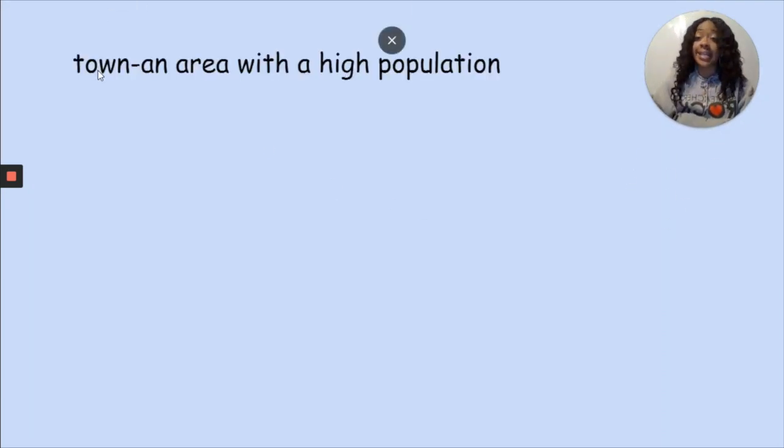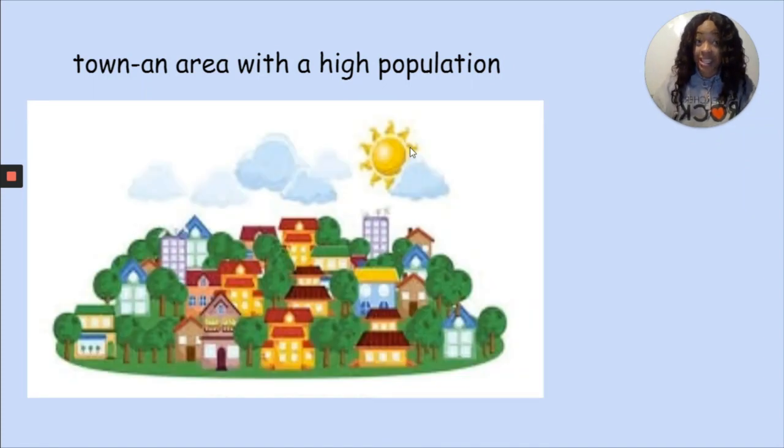Town. A town is an area with a high population, meaning that it has a lot of people that live inside of it. Let's take a look. This definitely looks like a town that can hold a lot of people.